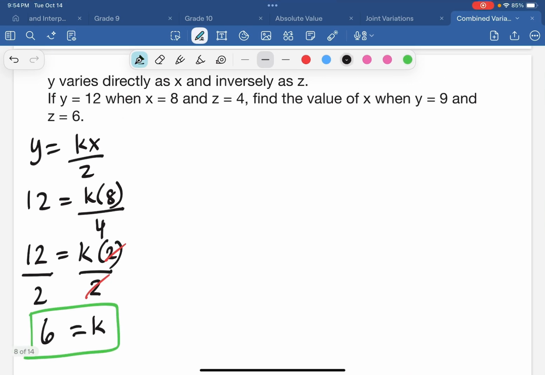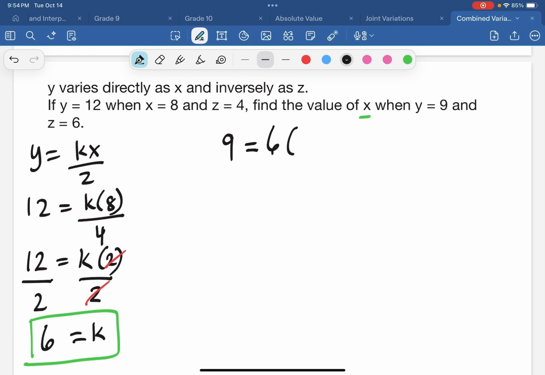Now let's continue. Now find the value of x when y is 9 and z is 6. So we have here the value of y is 9, and the value of k, which is 6, and we're looking for x. Then over z, the value of z is 6. So based on this, you could just divide 6 and 6, so you could just cancel. So that means the value of x is 9.